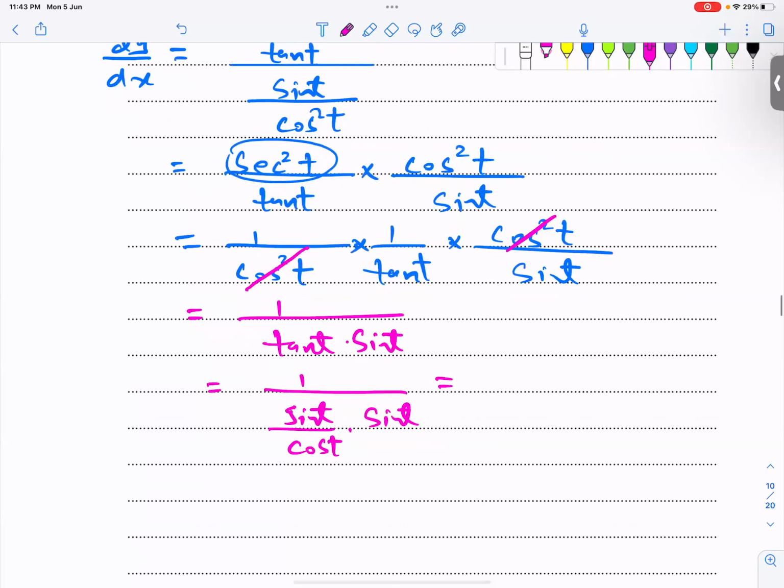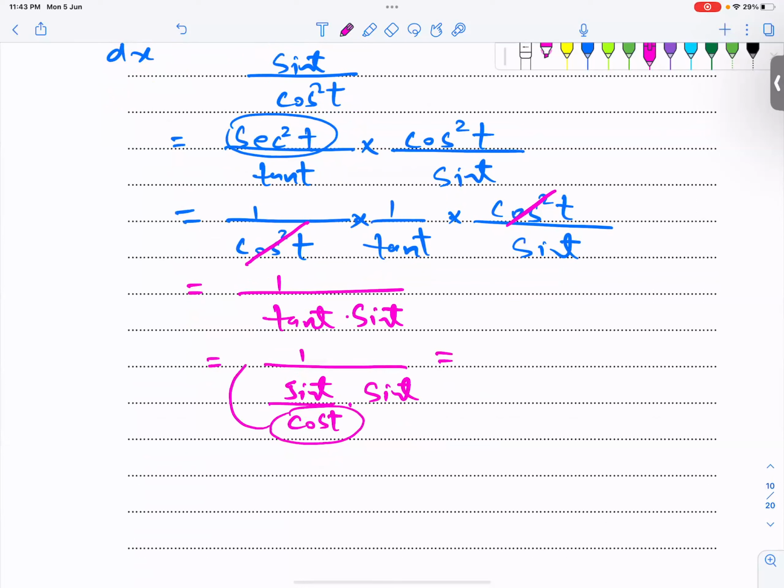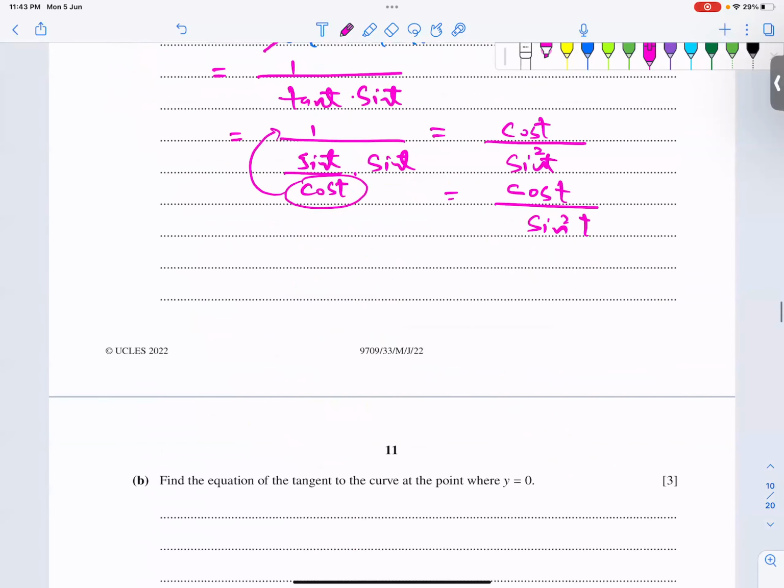The cos t will come in the numerator. So this will become cos t over, there are 2 sines in the denominator. So the denominator will become sine square of t. So this was the required answer.